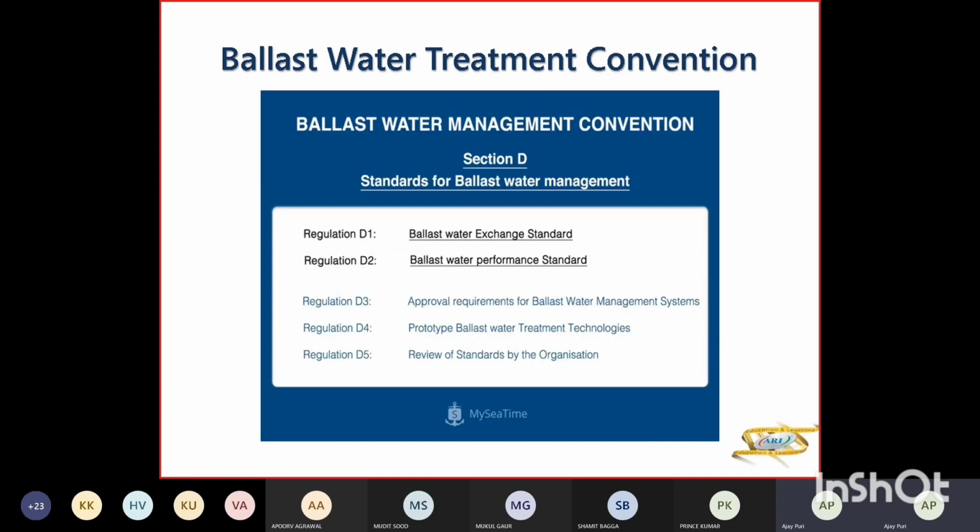Section D of ballast water management will have: D1 is your exchange, D2 is ballast water performance, D3 is approval requirements for ballast water management systems, D4 is what kind of ballast water treatment technologies are there, and D5 is the review of the standards by IMO.